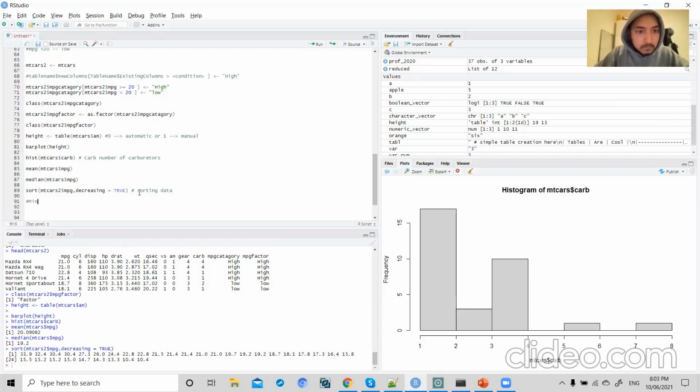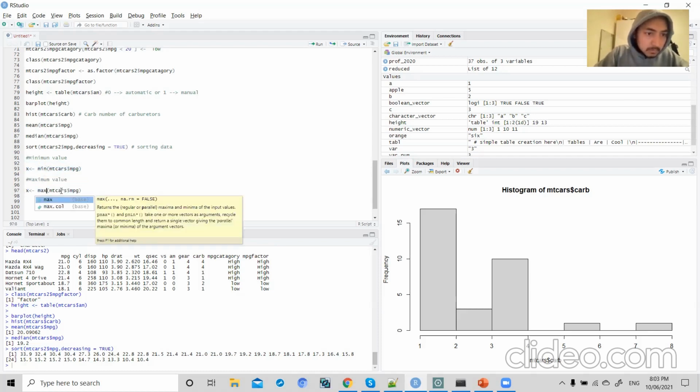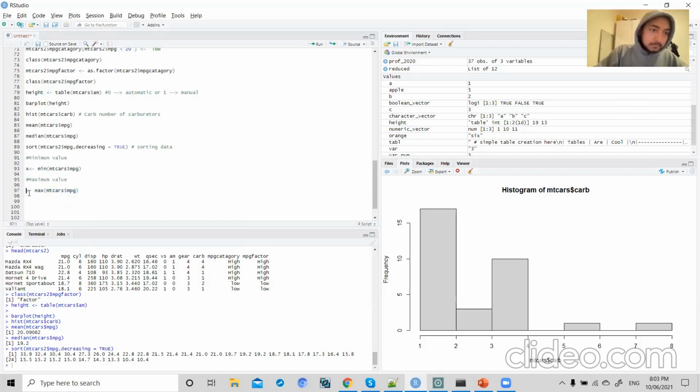So to calculate the minimum value, we can simply use min on mtcars dollar sign mpg. For the maximum value, we can simply use max. And then we can calculate the range: max minus min, y minus x.